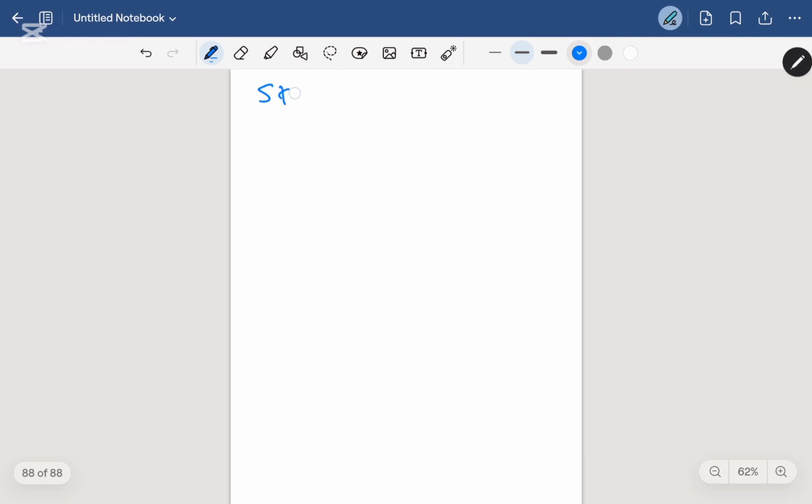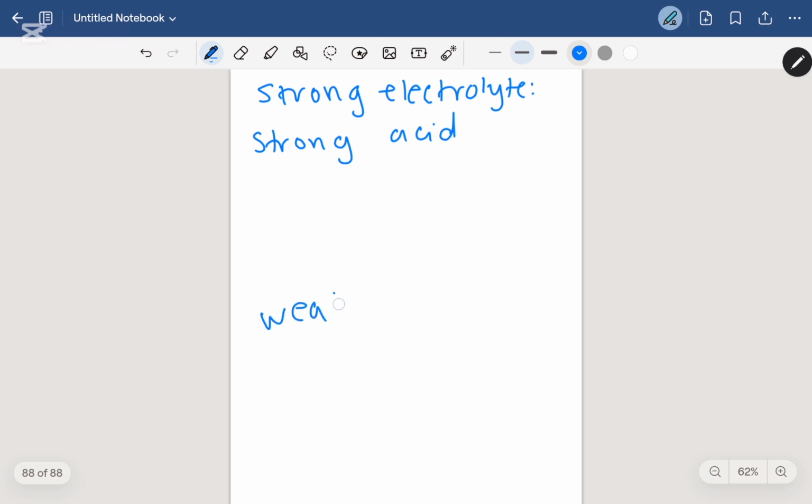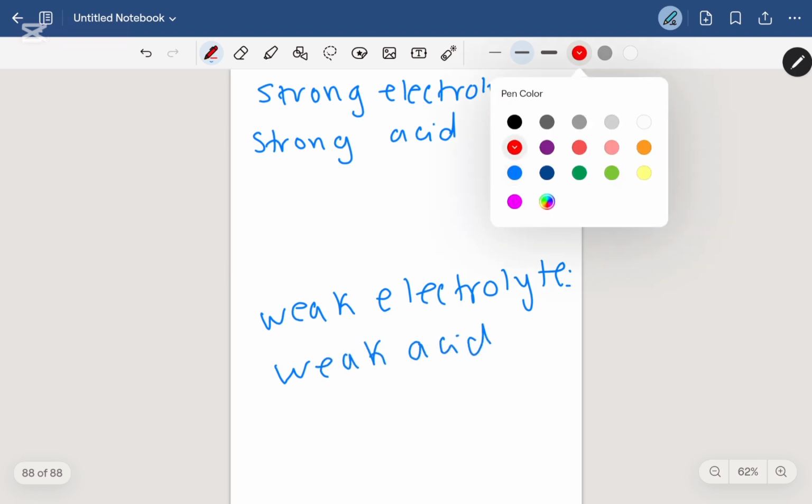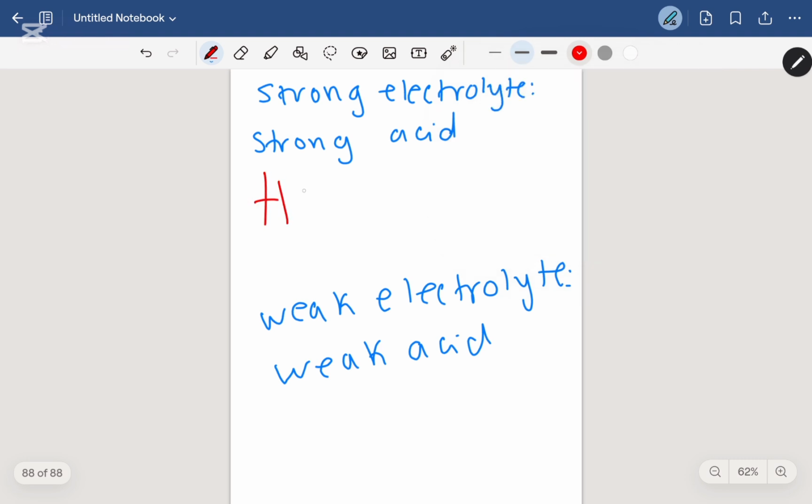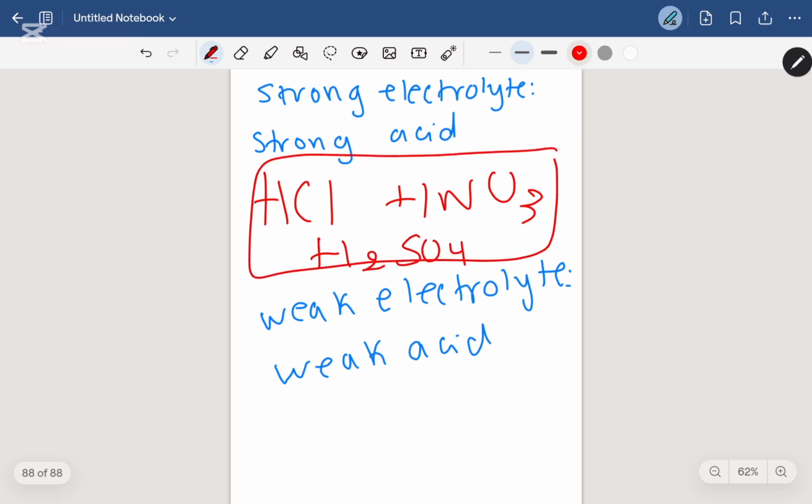Together we're going to have that a strong electrolyte means a strong acid, okay? Whereas a weak electrolyte means a weak acid. Now, the only three strong acids that are going to come are HCl, HNO3, and H2SO4.